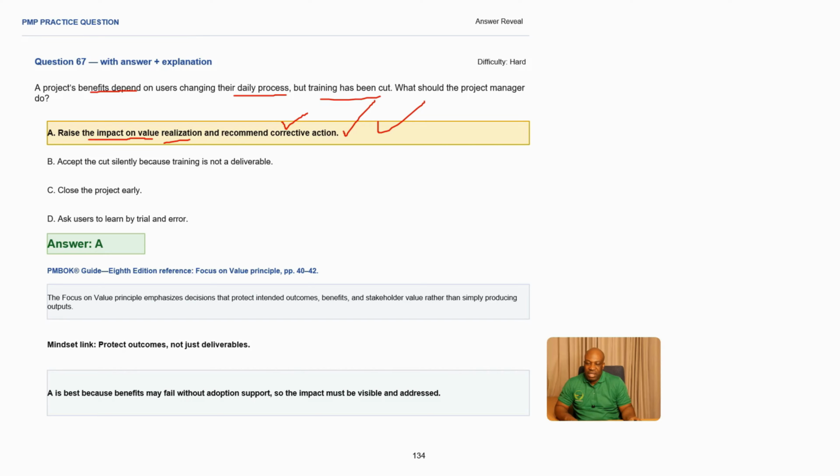And our reference in the PM book is the focus on value principle. The best mindset to apply here is to protect outcomes, which is very important, not just deliverables. You can have deliverables, but what is the outcome, the goals and objectives of the project? That is what you are supposed to protect. Making A the best answer because benefits may fail without adoption support, so the impact must be visible and addressed.